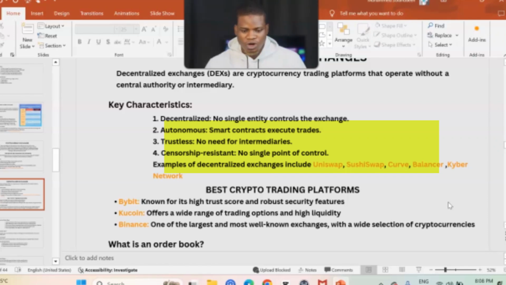You don't need to do all this KYC, put your passport, put where is your home address. All these things are not needed. Censorship resistance, no single point of control. Examples are Uniswap, SushiSwap, any wallet swap, any exchange swap. They are decentralized exchanges. Balancer, Kyber Network, and all those exchanges.